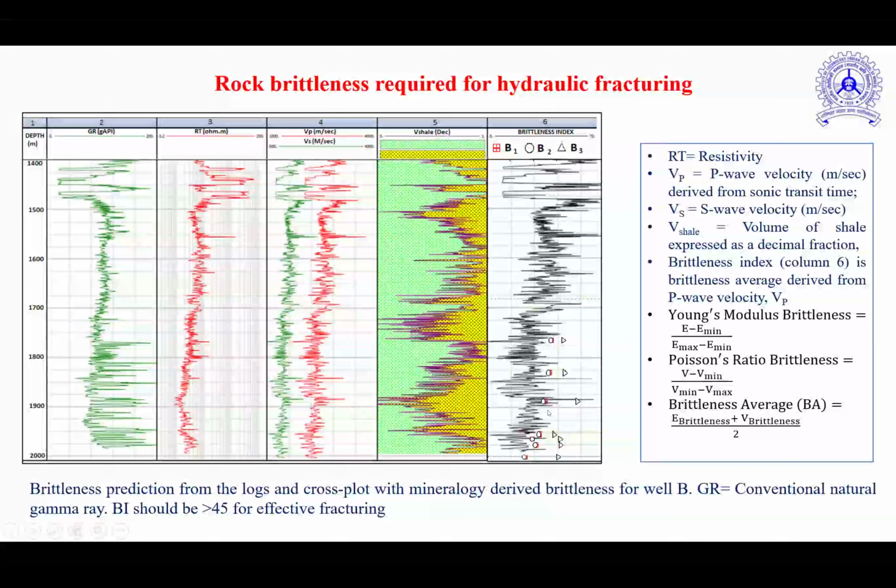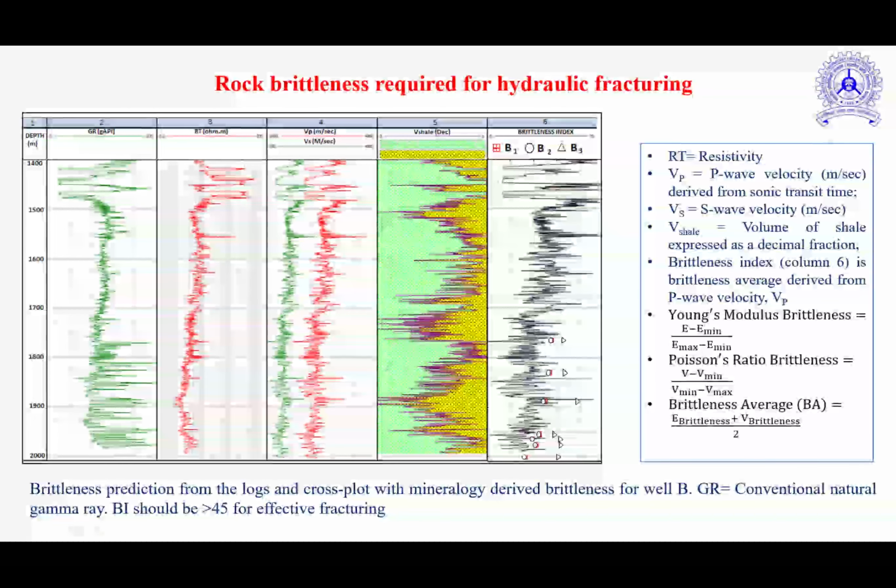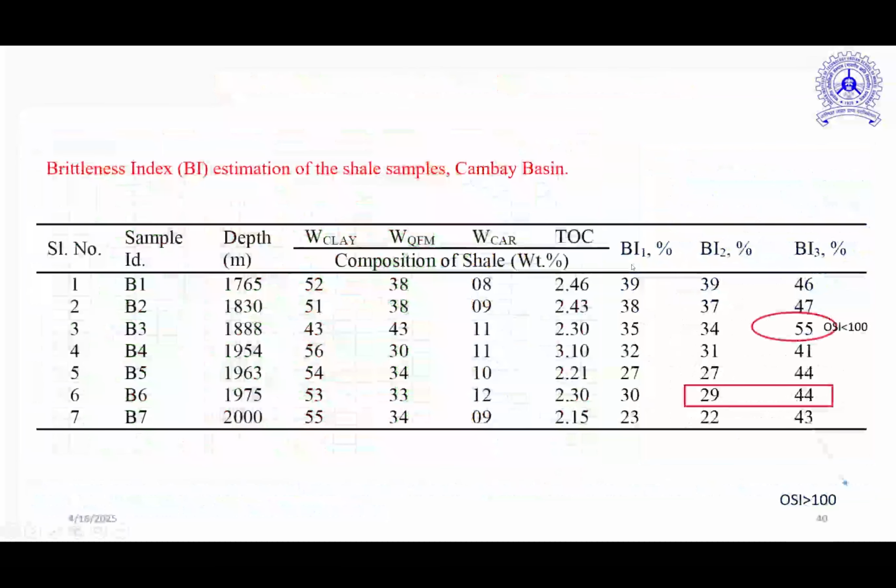If it is below that, that means your clay is more, and your calcite or quartz, these are carbonate and quartz, are less, so fracturing would be difficult for you. So it's not feasible for this. Effective fracturing is not feasible. So these are done. Once it is done, then we can go for production.